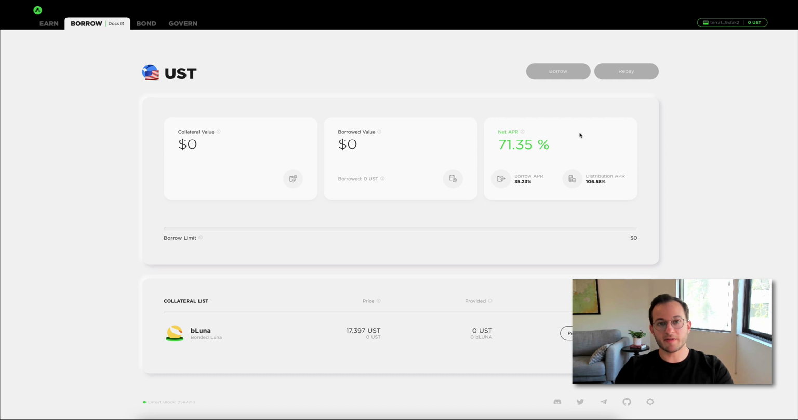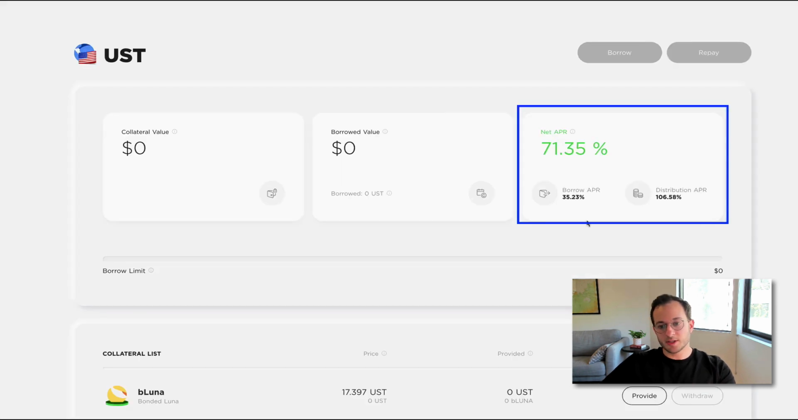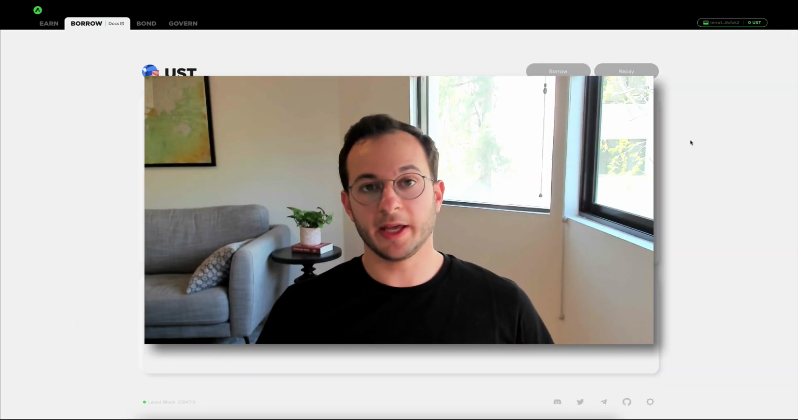So they're actually incentivizing people to borrow more from the protocol right now. As you can see here, the net APR is a positive 71%, so you're basically getting paid to borrow. It does cost 35% a year to borrow, but they're also distributing 106% APR a year of that ANC token, and so that nets out to a positive 71.3% borrow APR. What that means is you're basically getting paid to borrow.